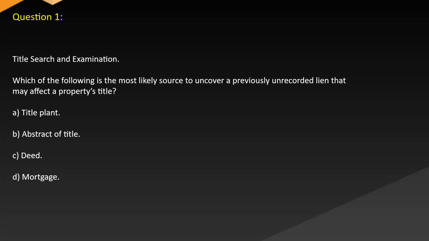Question 1. Title search and examination. Which of the following is the most likely source to uncover a previously unrecorded lien that may affect a property's title? A. Title plan. B. Abstract of title. C. Deed. D. Mortgage.